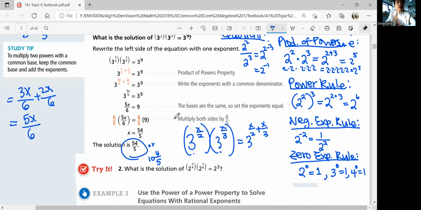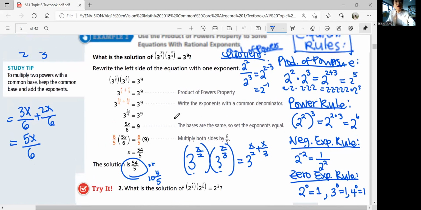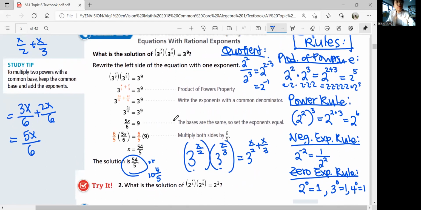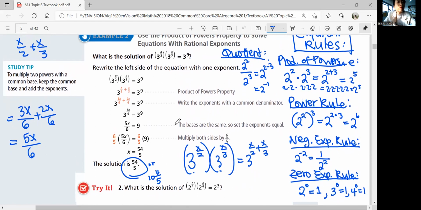All right, so let's try it. What's the solution of 2 to the power of x over 4 times 2 to the power of x over 6, which is equal to 2 to the 3rd power? See if you can do it by yourself. Solve it by yourself and come back when you're ready for answers. Okay, are you ready? Let me zoom in.